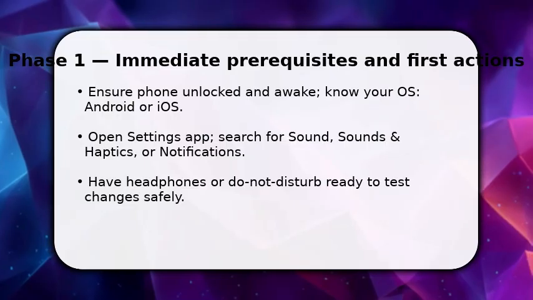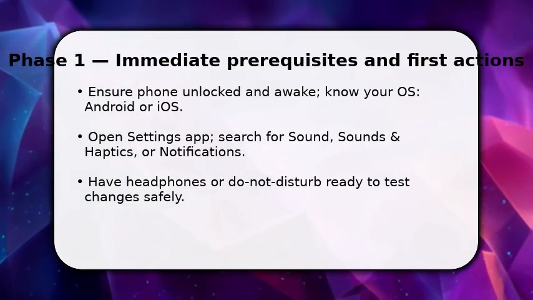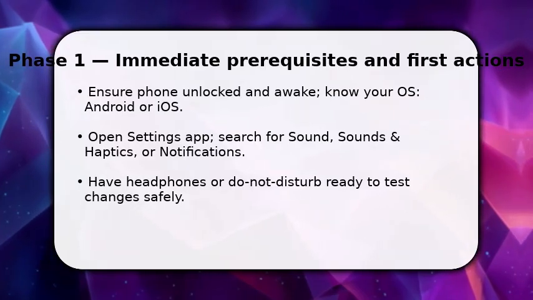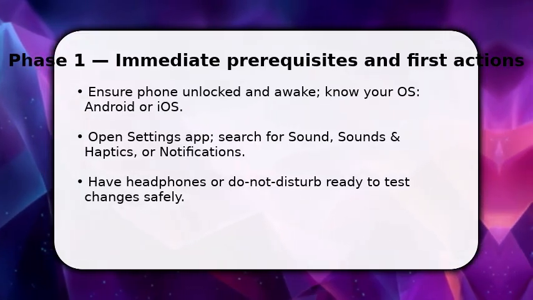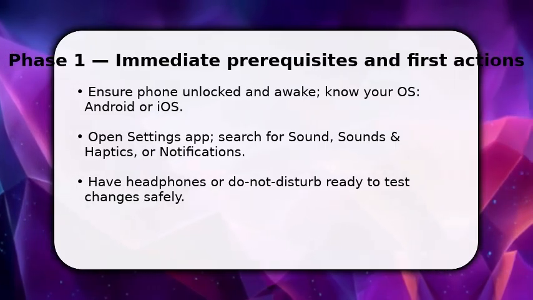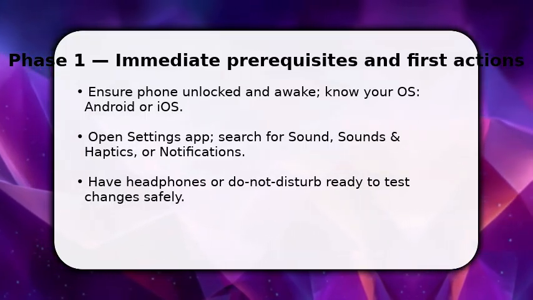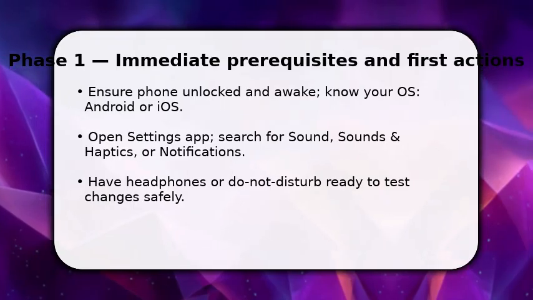You start by confirming your device type and unlocking it. This saves time. Once done, open Settings and navigate to Sound or Sounds and Haptics on iOS, or Notifications and Sound on Android. You want to find the menu that controls vibration. Make sure headphones or Do Not Disturb are handy so you can test without disturbing others.